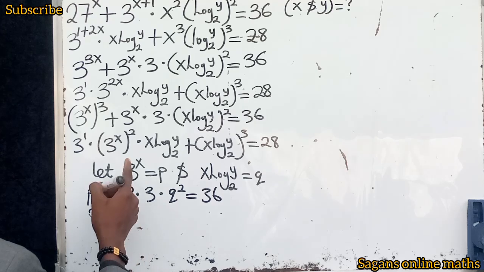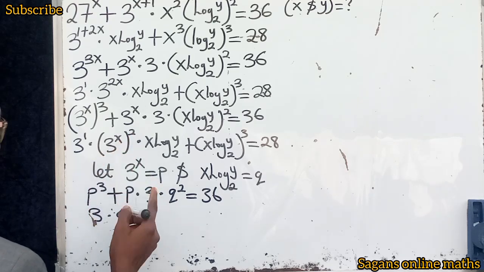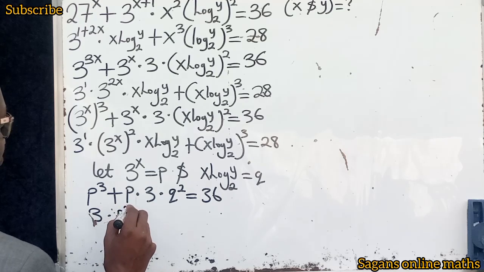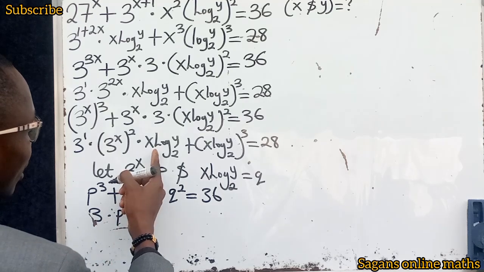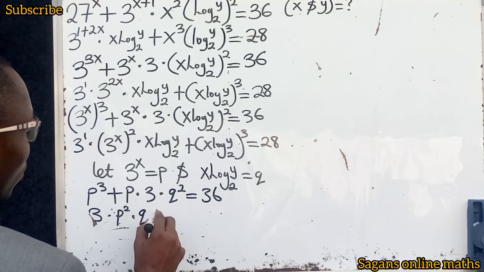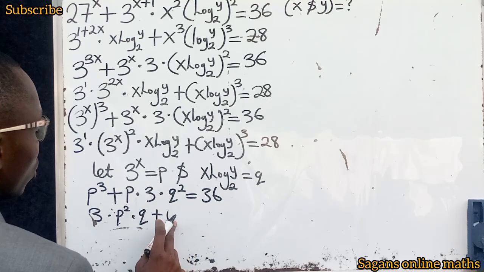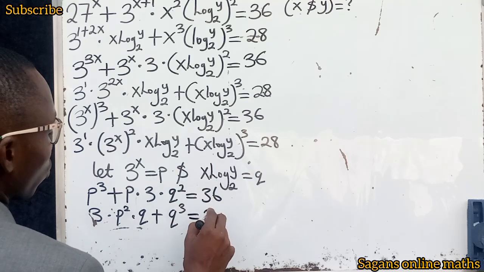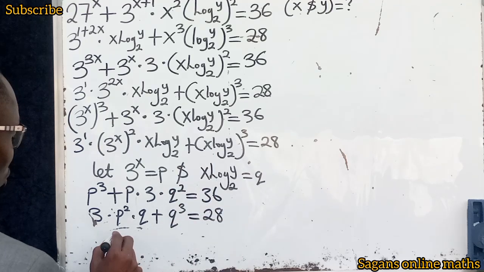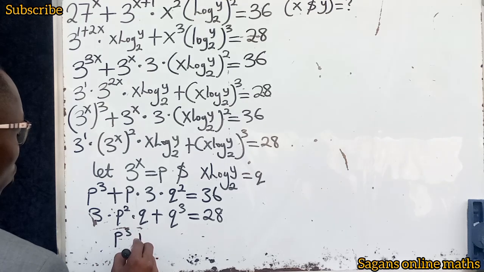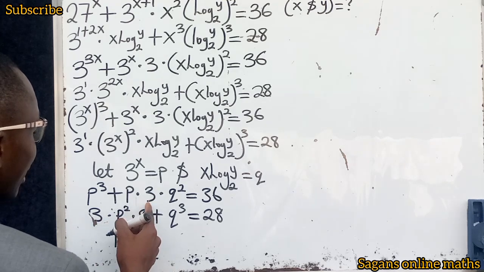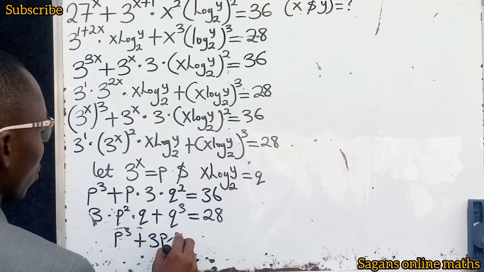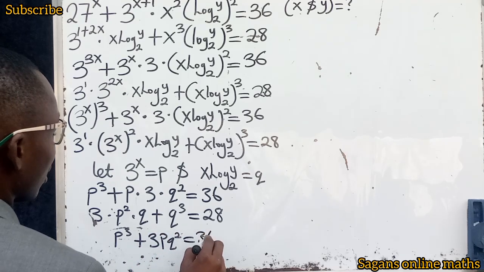Q square. You can see they are having square here, so 3 to the power of s is P, sorry, is P. Okay, so this will be P square. Then multiply by Q, this is Q. Plus Q to the power of 3. You can see this is Q equals to 28. Now this is P to the power of 3 plus P times 3 times Q square, what this is 3PQ square, equals to 36.